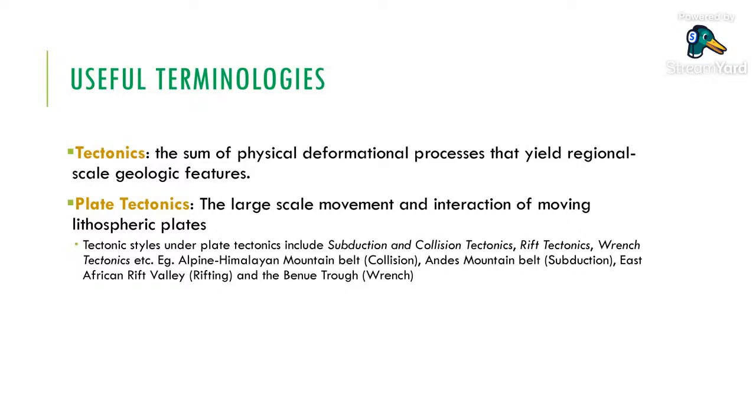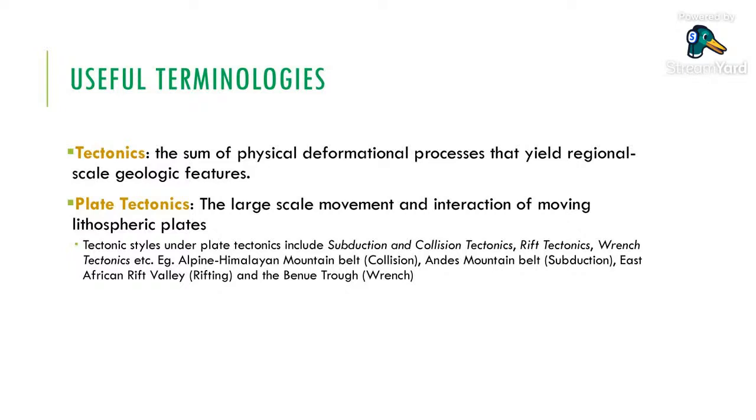And these tectonic features are the sum of the physical deformational processes that yield the regional scale geologic features. So any discussion about regional scale geologic features is a discussion within the context of the plate tectonic setting. And the plate tectonic setting is broadly divided into whether you're dealing with a region where plates are moving towards each other, which is what you call converging, or moving away from each other, which you call diverging, or moving side by side, which you call transform. So these regions where plates are interacting in these three fundamental ways determine the different tectonic styles.